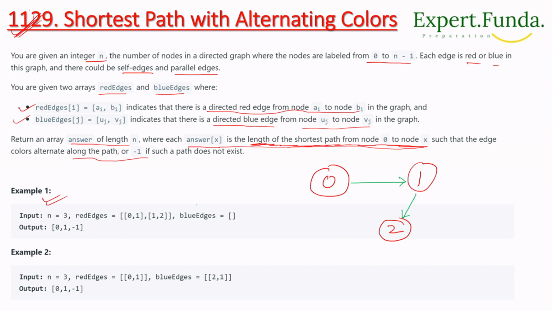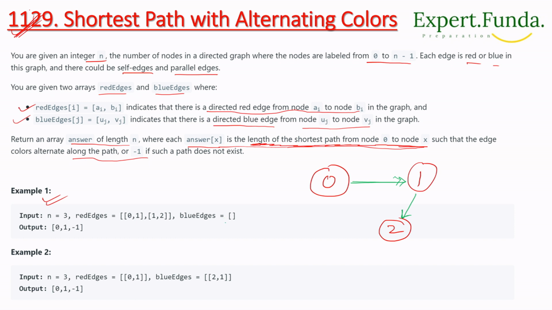Next, the edges here are red, and the direction goes from here to here, and this is a red one. We have been given red edges, but no blue edges.